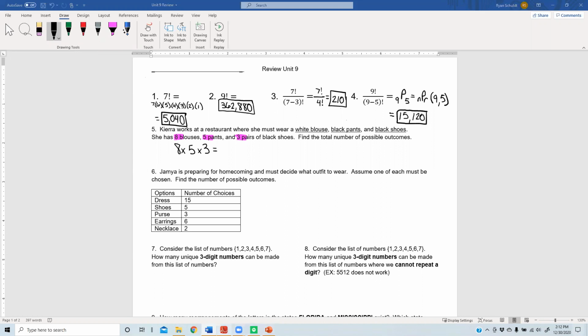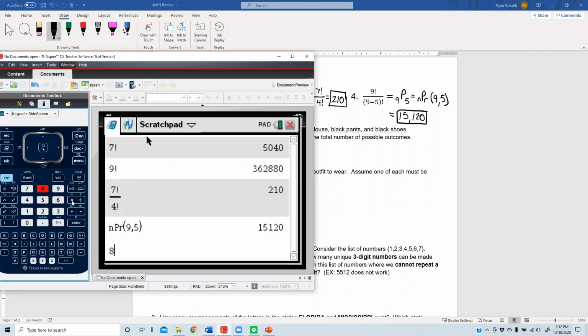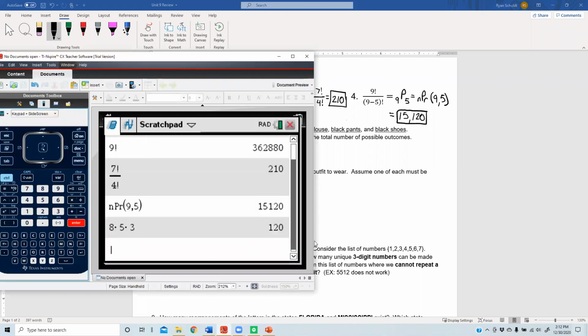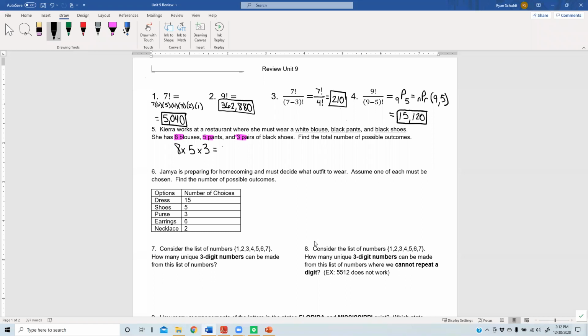Let's do that right quick. 8 times 5 times 3. 120. So there's 120 outcomes. Boom. That's all you had to do on that one.